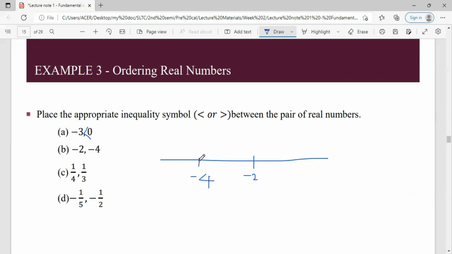So -4 is on this side of -2. So that means -2 is greater than -4. If we consider -2 here, then -4 lies on the left hand side of -2, right? Therefore -2 is greater than -4.